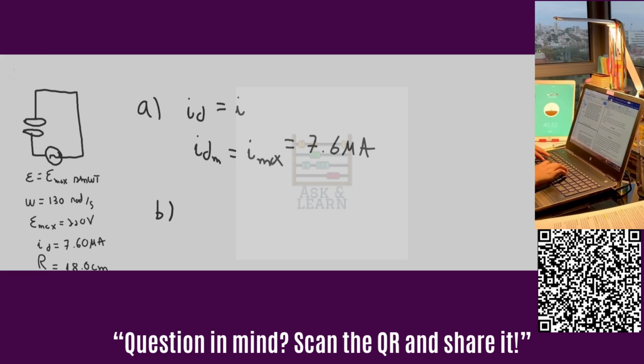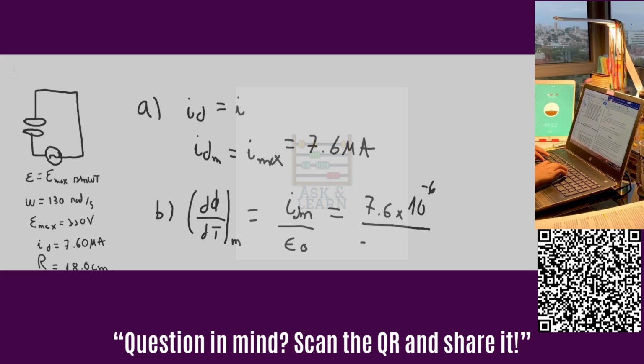For part B, we want to know what is the maximum value of the variation of the electric flux. We can write the variation of the electric flux in terms of the induced current, the displacement current. So we have dΦ/dt max is equal to I max divided by epsilon 0, and we have the value here. So this is 7.6 times 10 to the minus 6, and epsilon 0 is 8.85 times 10 to the minus 12, and this gives us 8.59 times 10 to the 5 volt meters per second.